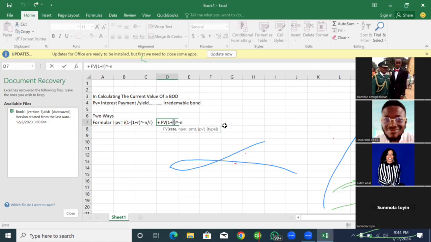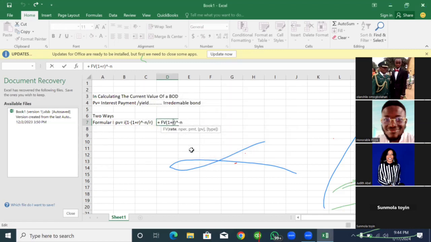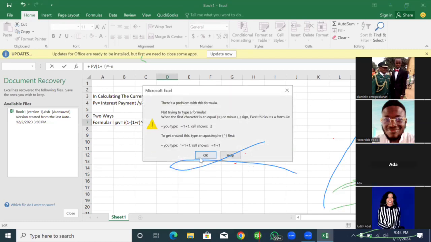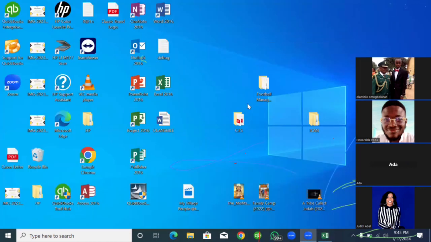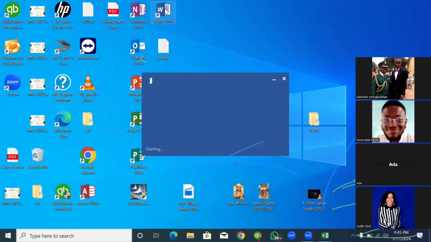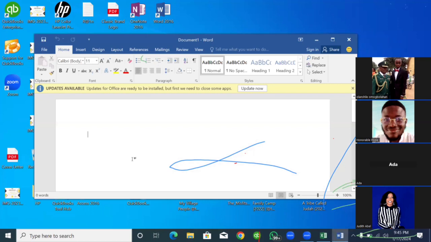There's a problem with this one. I'm not going to type a formula. What about using MS Word? I think that is what I'm finally going to use. So I'll be switching back because of the formula there.